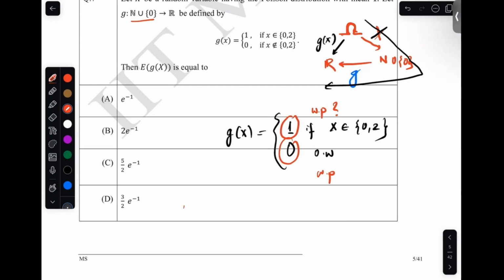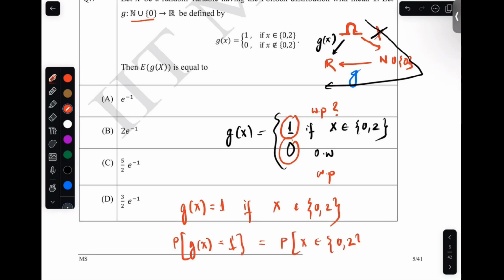When? So essentially g(x) takes the value 1 if x is in this set, right? So therefore the probability g(x) equals 1 is the same as the probability x belongs to this set, and x is a Poisson random variable. So it's nothing but, look at the PMF of the Poisson random variable, because it boils down to the fact that the probability of g(x) equal to 1 is the probability the Poisson random variable takes 0 or 2. So what is the PMF of a Poisson random variable?